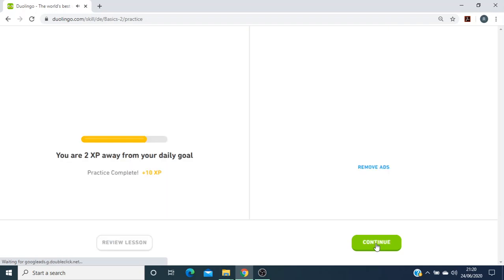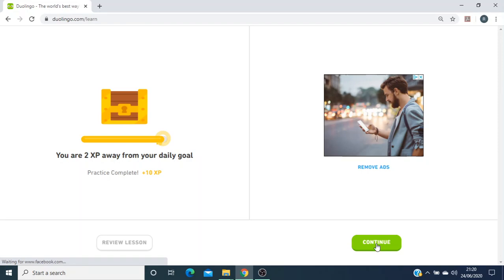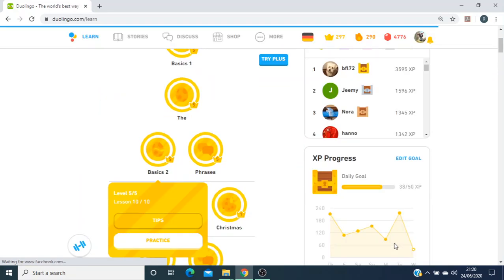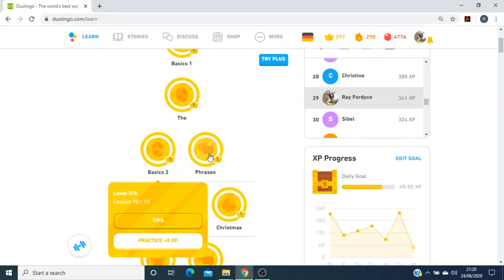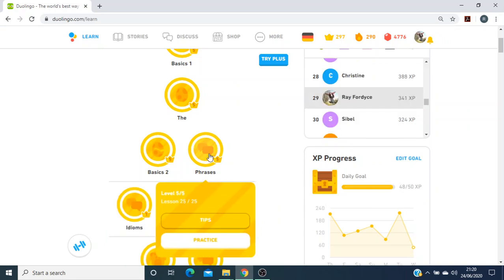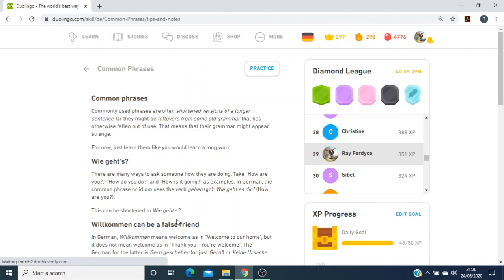We're going to go on to the next one, which is phrases. Basic phrases are always handy whenever you start a language. Things like hello, thank you, goodbye, and all that stuff. So let's crack on. So let's have a look at the tips, and see what we're going to learn here.